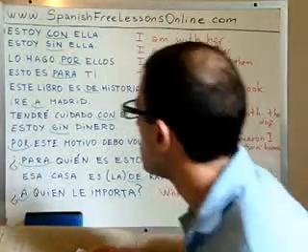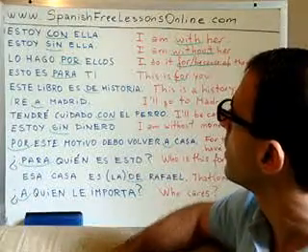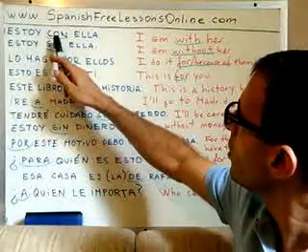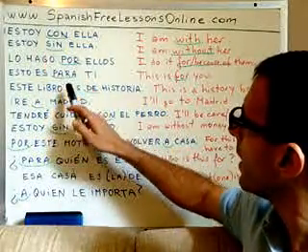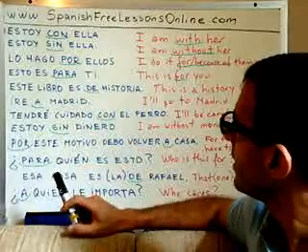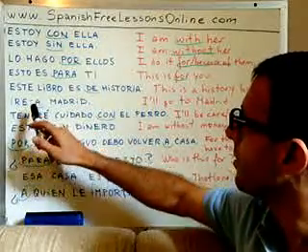In this, our 22nd lesson, we will learn some Spanish prepositions. The prepositions we will learn today are con, sin, por, para, de, and a.